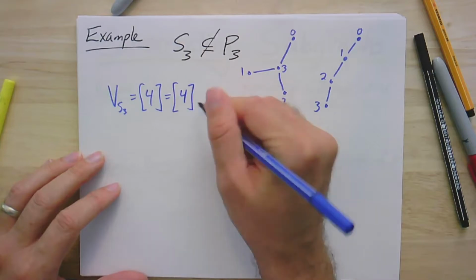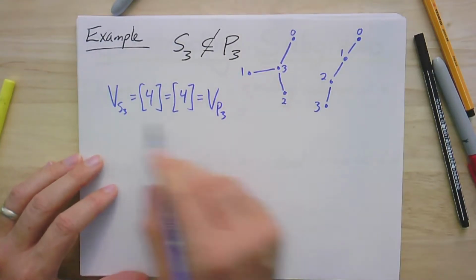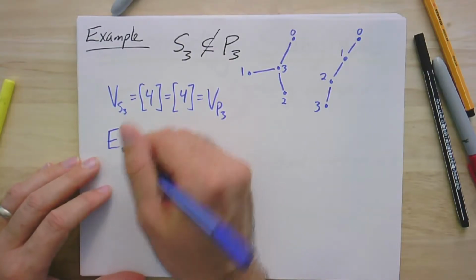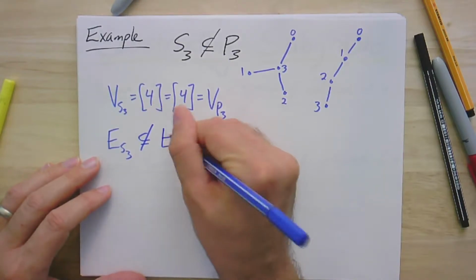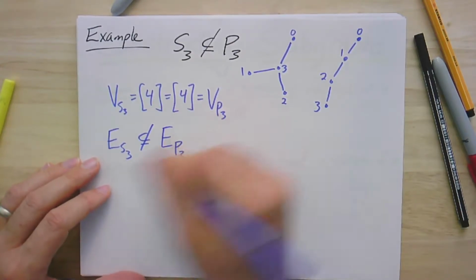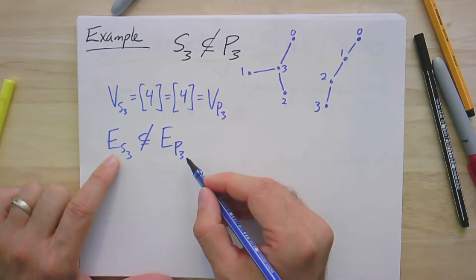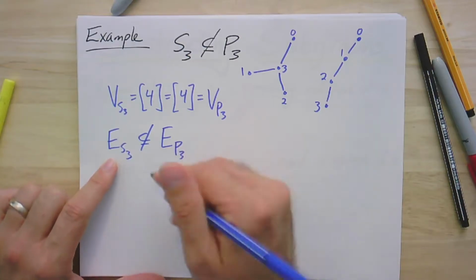I guess it's redundant to write it twice, but these are equal. And now for the edge set, I claim that the edge set of S3 is not contained in the edge set of P3. And if I want to show that one set is not a subset of another, it suffices for me to find at least just one thing that's in here that's not in here.